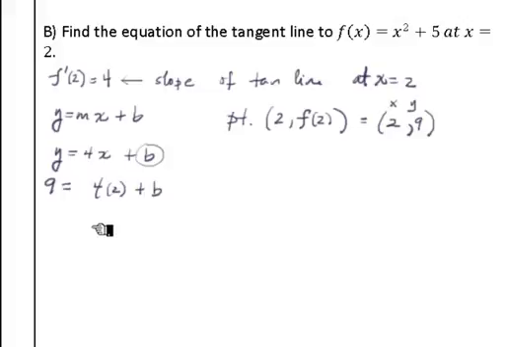And that way we'll figure out what b is. Okay, so we have 9 is equal to 8 plus b. So b is 1. And continuing here where we left off, y is equal to 4x plus 1.